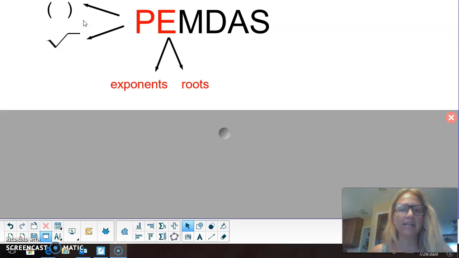The other thing is on your exponents, after you solve everything inside the parentheses, you move on to exponents. Well, roots also fall into that category. So you have to find the square root or cube root of whatever number is inside the radical symbol before you do the rest of the operations. Okay, so you are going to go on to the next slide.